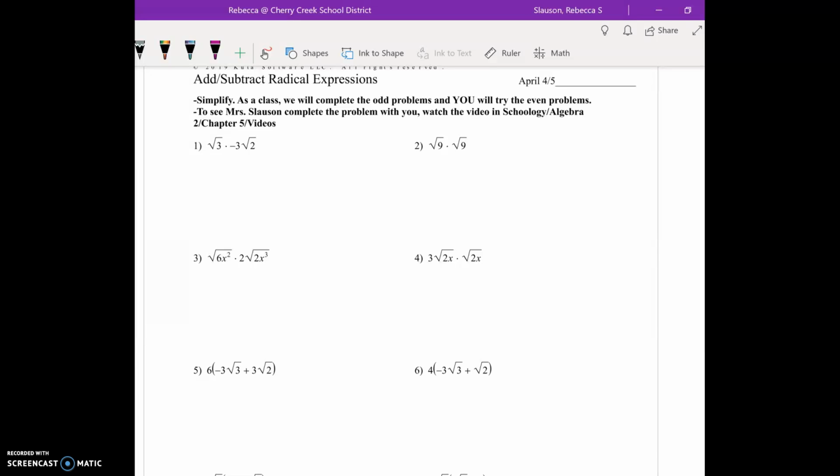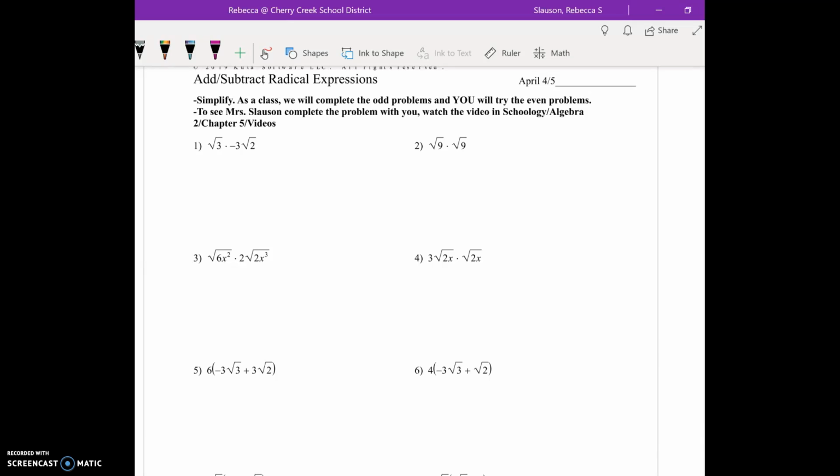All right, so on to the homework. Make sure you're looking on the right side of your purple page. We will be multiplying. And again, the idea is we are able to multiply radicals if they have the same index. That's all that needs to happen. And then the radical will multiply with the radical, and the regular numbers will multiply with the regular numbers.